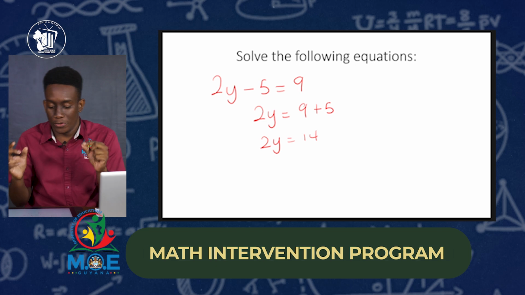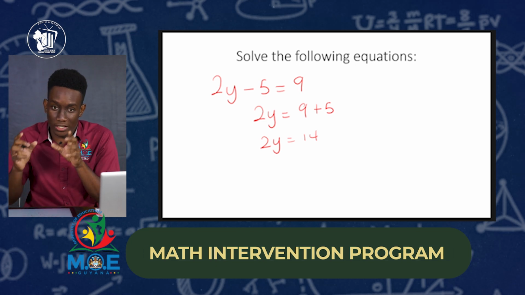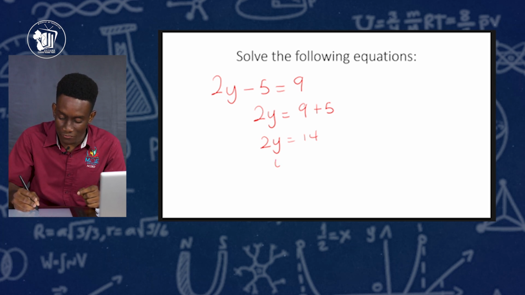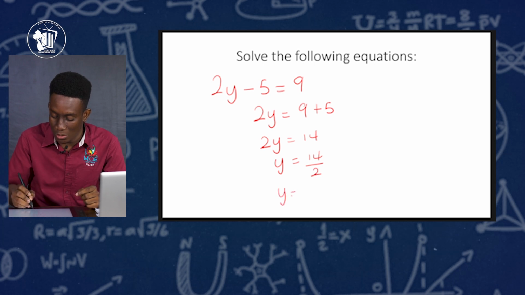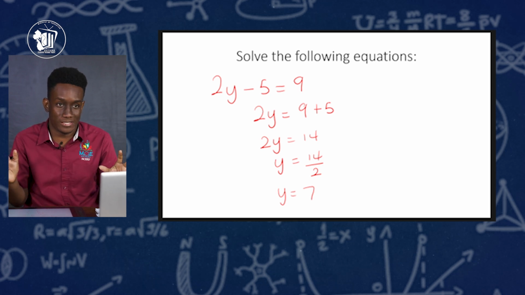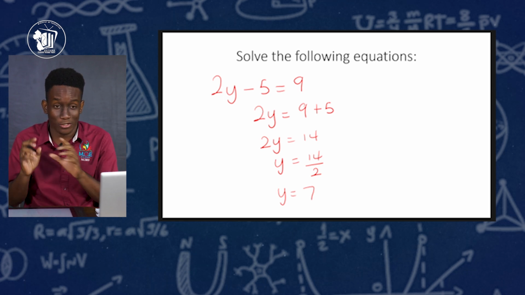And the last step, we have 2y is equal to 14. So the 2 is multiplying the y. When we take over the 2, the opposite of multiplication is division. So we'll have y is equal to 14 divided by 2. Hence y would be equal to 7. So the value of y is 7. How can we check to make sure our answer is 100% correct?